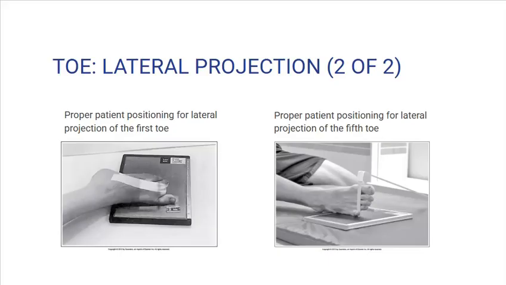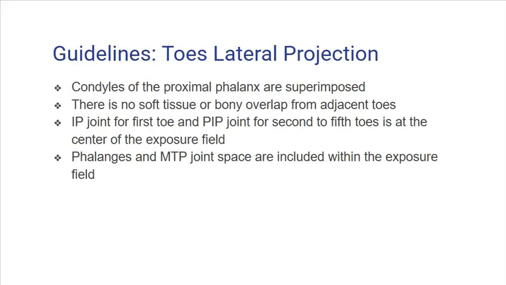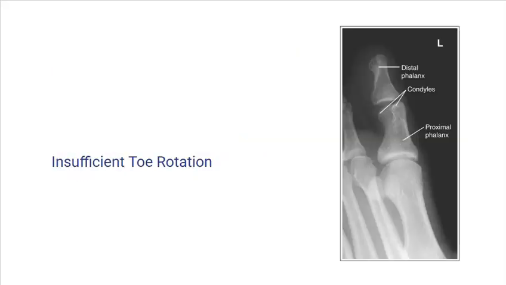The phalanges and metatarsophalangeal joint spaces are to be included within the exposure field. Here's another example of proper positioning for a single digit. Here are those image analysis guidelines for your review. Proper rotation is crucial for an accurate lateral toe projection. Rotation errors can be identified by evaluating the position of the proximal phalanx condyles and the metatarsal heads.